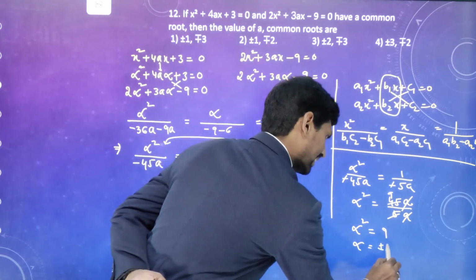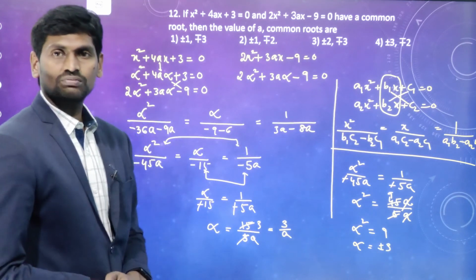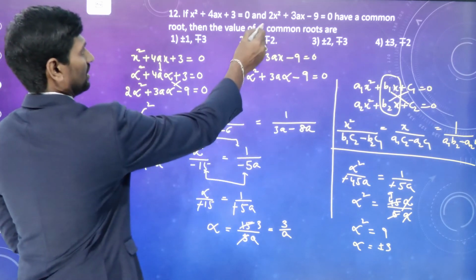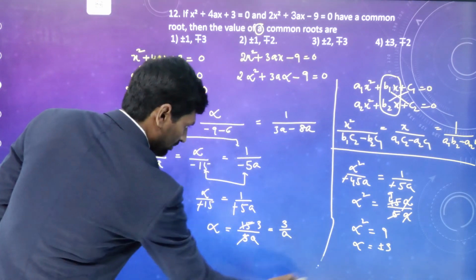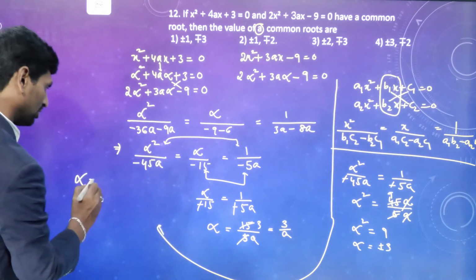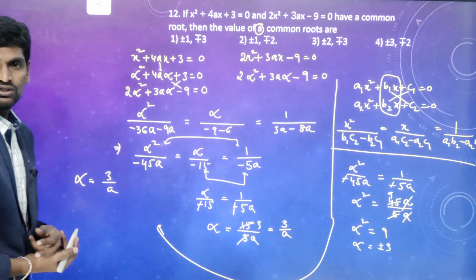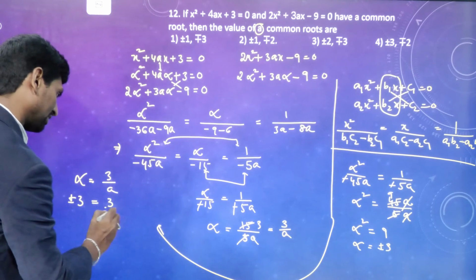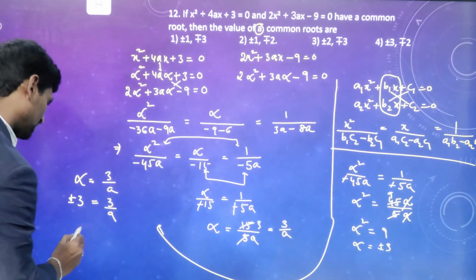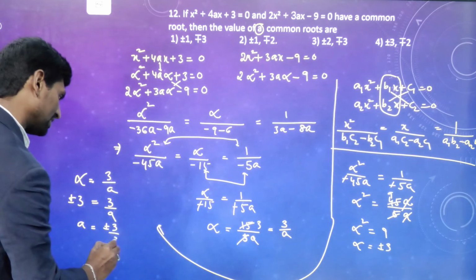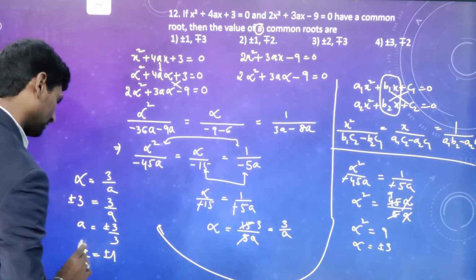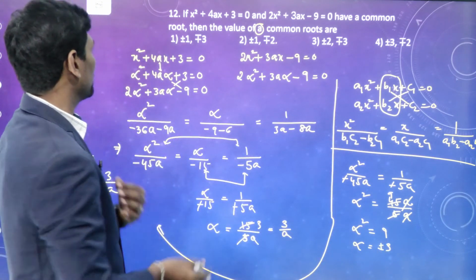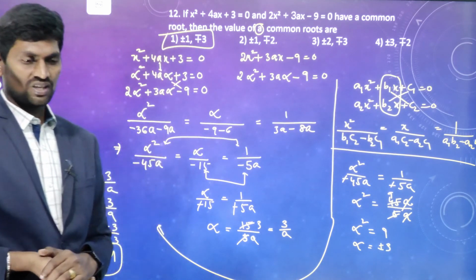Alpha equals plus or minus 3. That alpha value, if you substitute here, you will get the a value also. They are asking for the a value also, no? Now I am writing here: alpha is equal to 3 by a, we got. So alpha value plus or minus 3 equals 3 by a. That means, transposing this, a is equal to plus or minus 3 by 3. A value is plus or minus 1. So alpha value is plus or minus 3, a value is plus or minus 1. Our option is 1.